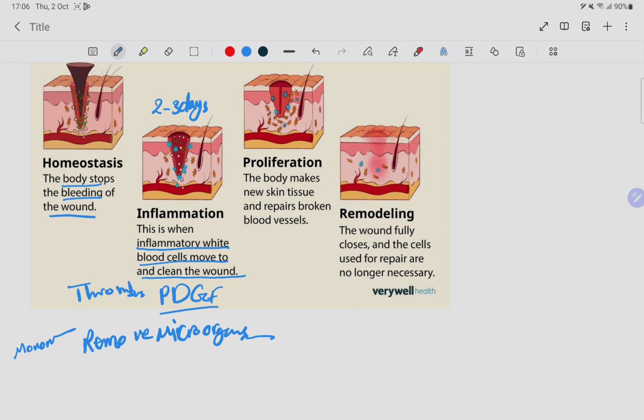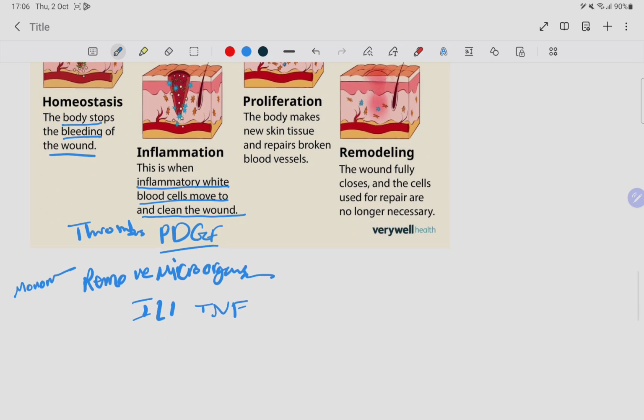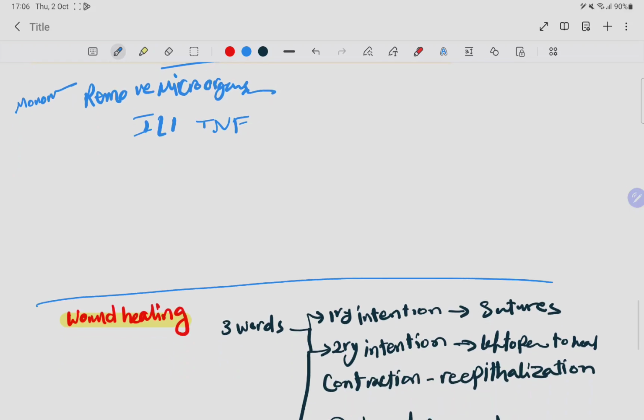They also coordinate the activity of fibroblasts by releasing growth factors, including interleukin 1 and tumor necrosis factor, transforming growth factor and transforming growth factor beta. And let's talk about the functions of growth factor that is secreted by macrophages. What are the functions of growth factor that is secreted by macrophages?